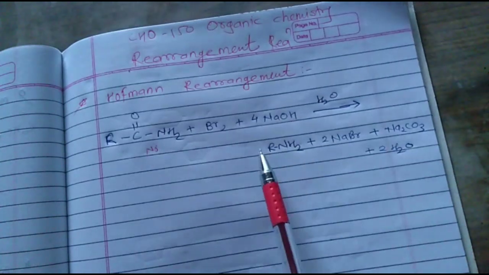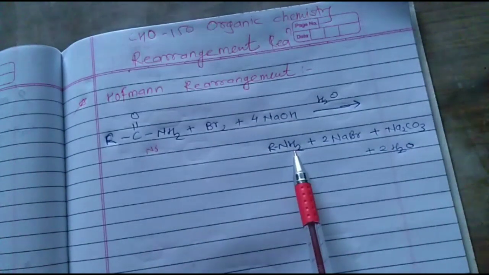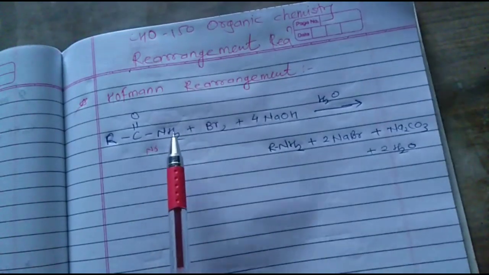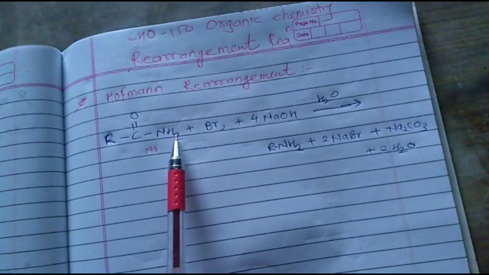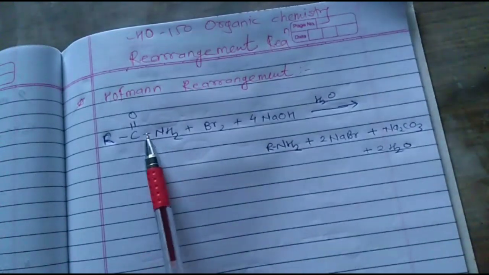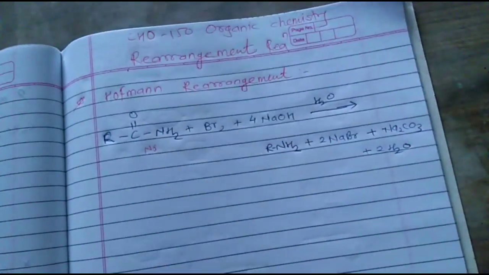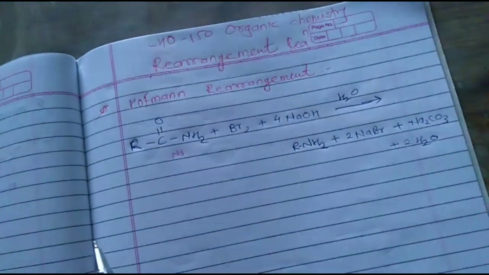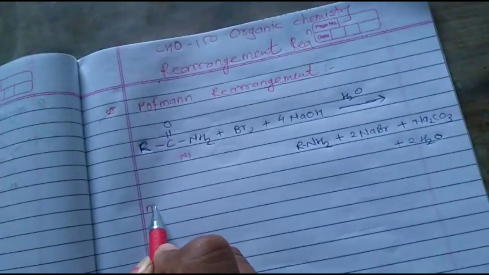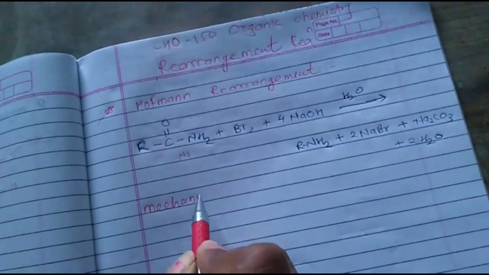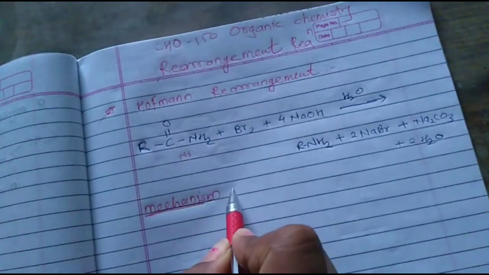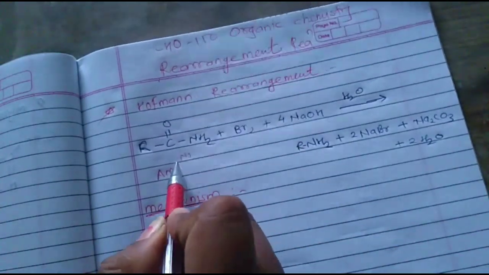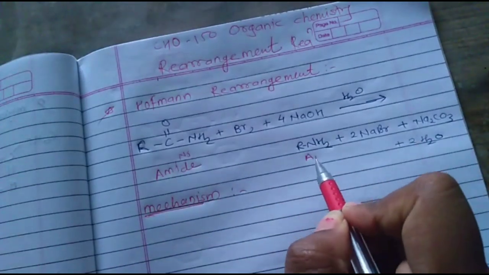What is the condition for this? It requires zero substituents on the nitrogen atom. Okay, so let's start with the mechanism of this reaction. Mechanism: how we get amines from amides.